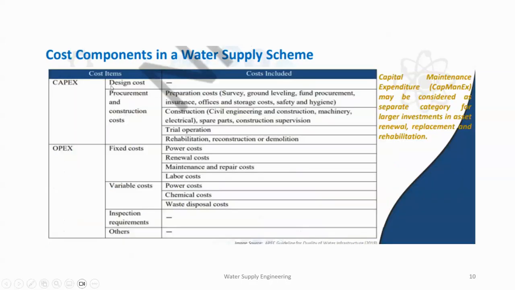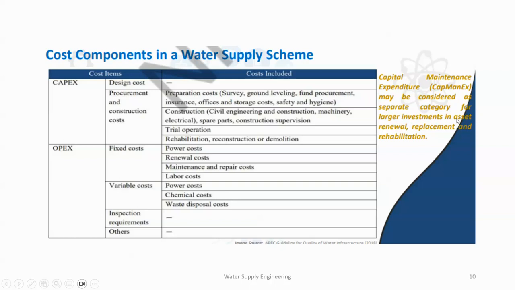So when we see the cost components of CAPEX and OPEX, we can see that within CAPEX we have design cost, procurement and construction cost. That is still setting up of the project, it comes under CAPEX. Once it starts operating, then we have OPEX, that is fixed cost, variable cost, inspection requirement, other requirements, all these come under OPEX.